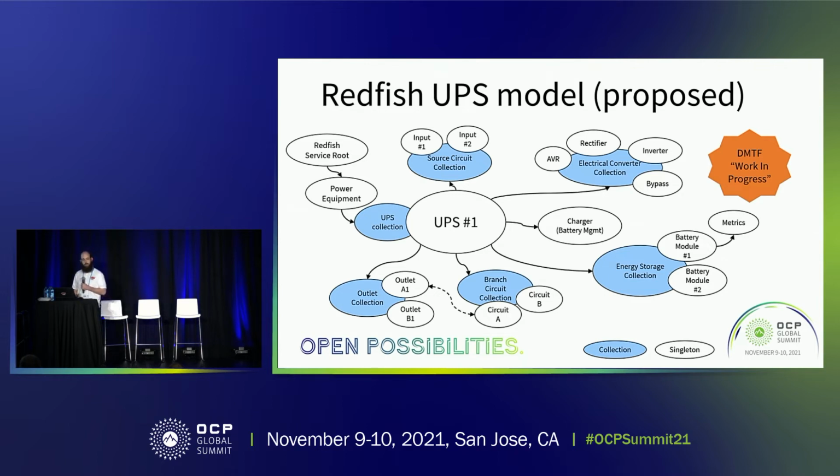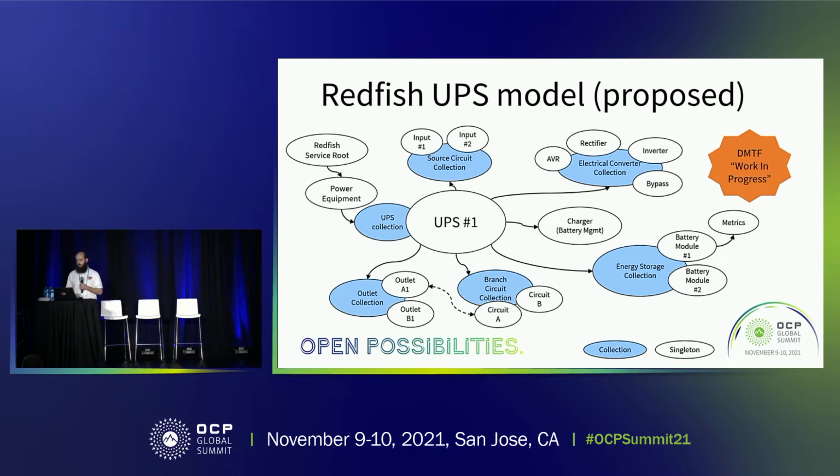And then here, we're showing a single UPS just to show how everything maps together. We have our source circuit collection for representing what is feeding into this UPS from the outside world. We have our outlet collection to show what is going downstream of this UPS, showing how it feeds into the different branch circuits that this UPS might be backing up.